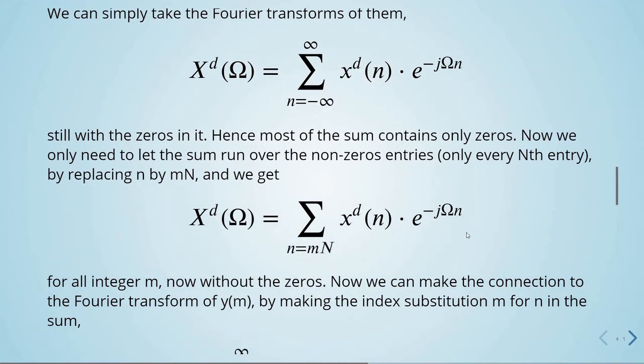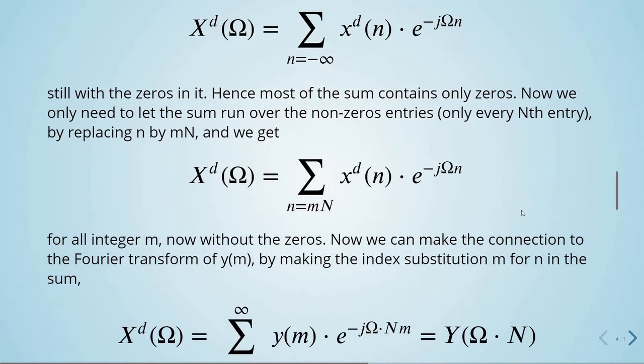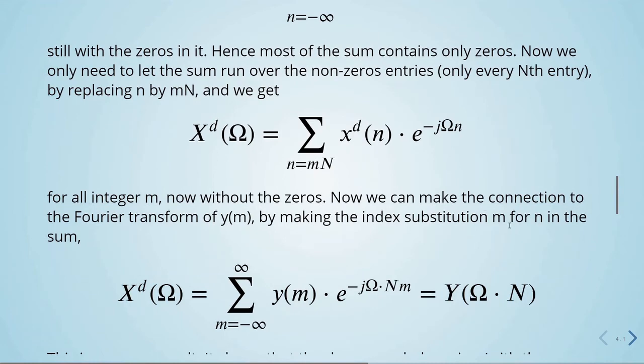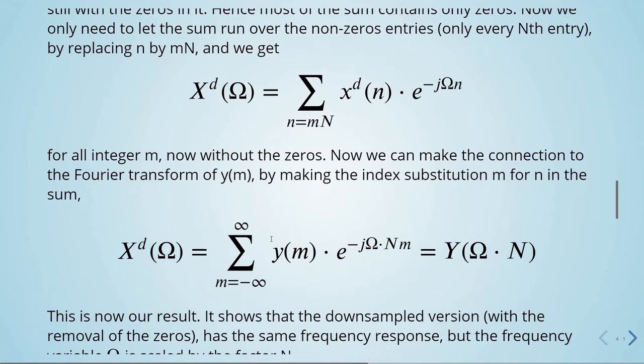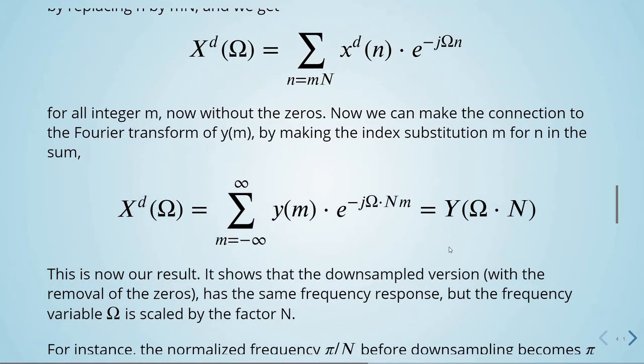So now it is without the zeros, and we can make the connection to the Fourier transform of y of m by making the index substitution m for n in the sum. So we have this result here, and it shows that the downsampled version with the removal of the zeros has the same frequency response, but the frequency variable omega is scaled by the factor of capital N, which is the downsampling factor. So we can see the difference.